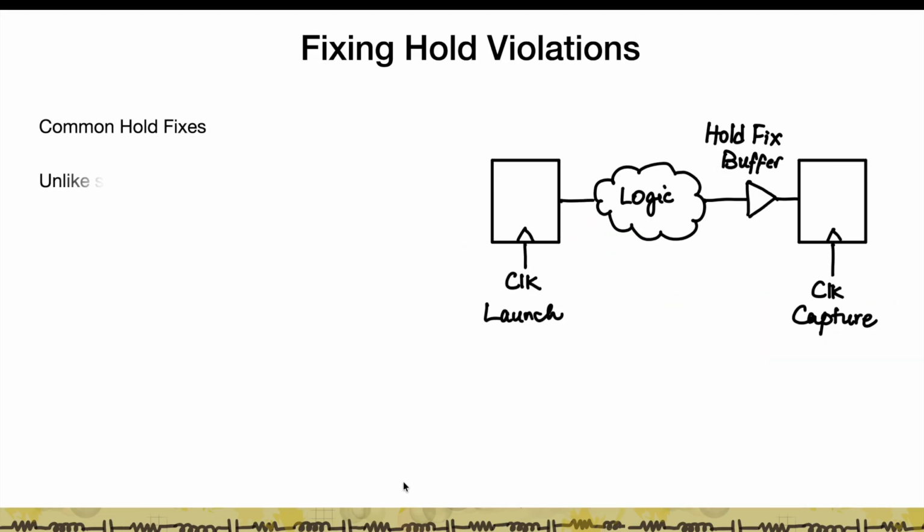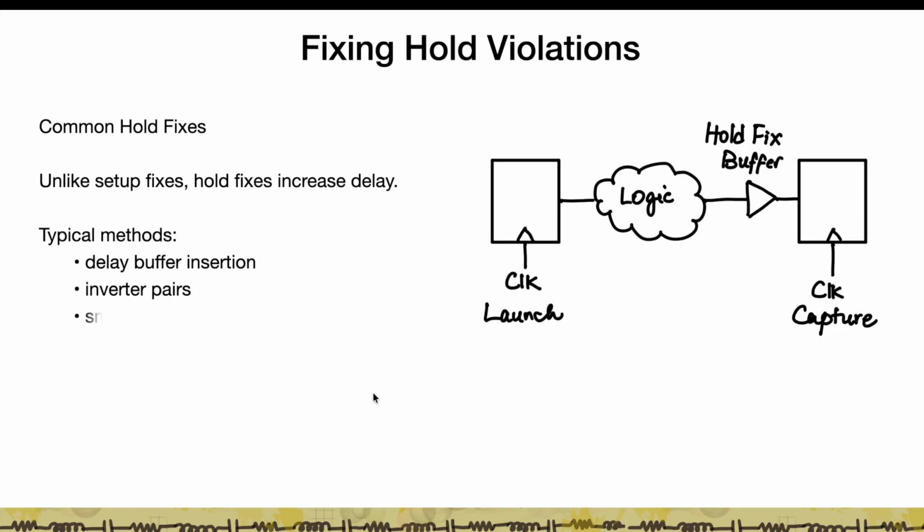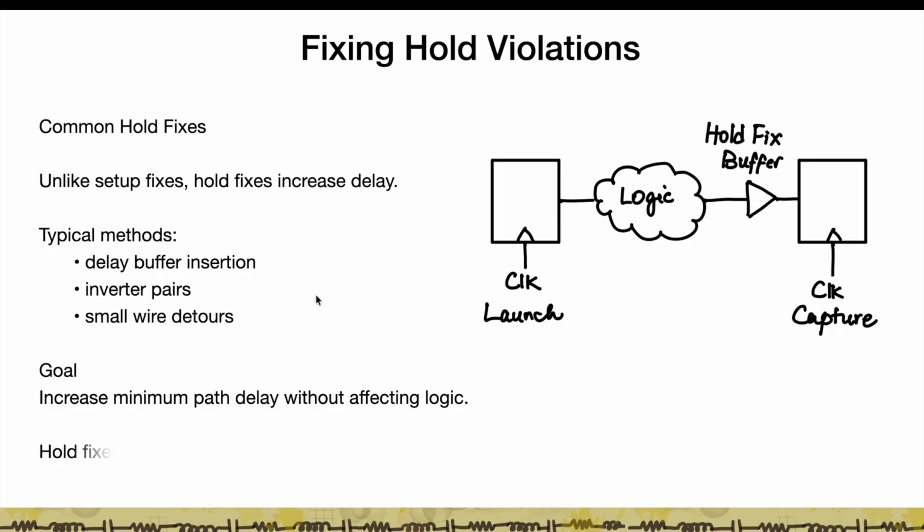A fix for a hold violation is the opposite of a setup fix. You need to add delay to the path. The most common technique is delay buffer insertion, dropping a buffer cell right before the capture register's input. The buffer doesn't change the logic value, it just burns time. Another clean option is an inverter pair, two inverters in series that cancel each other logically but together add 30 to 40 picoseconds of delay. Standard cell libraries often include dedicated delay cells optimized for exactly this purpose.